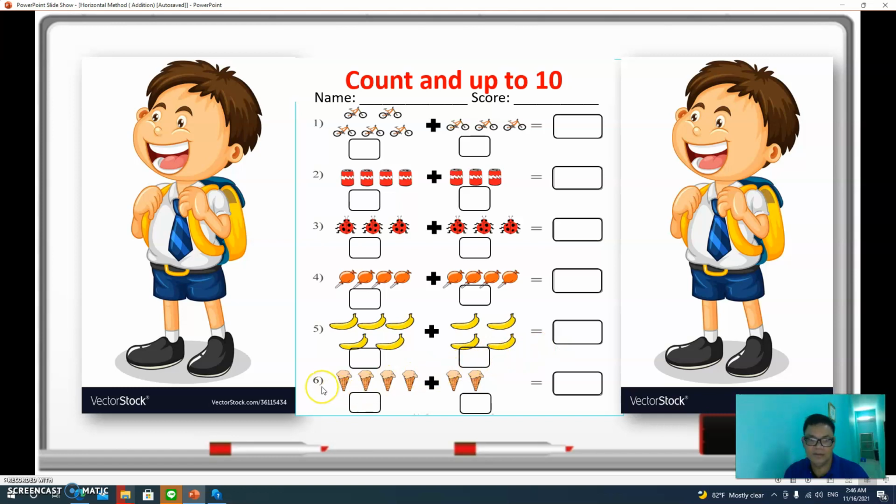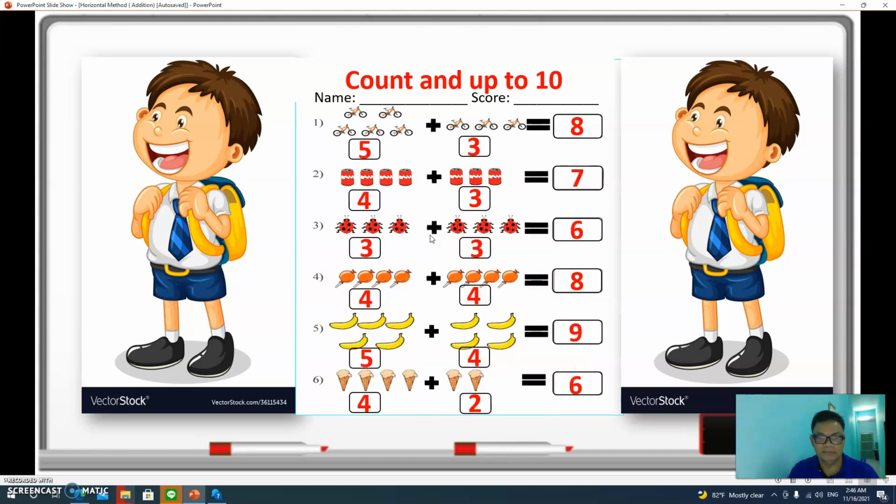Number 6. What is it? Ice cream. Very good. 1, 2, 3, 4, 5, 6. We're going to add 4 plus 2 equals 1, 2, 3, 4, 5, 6. Six, very good.